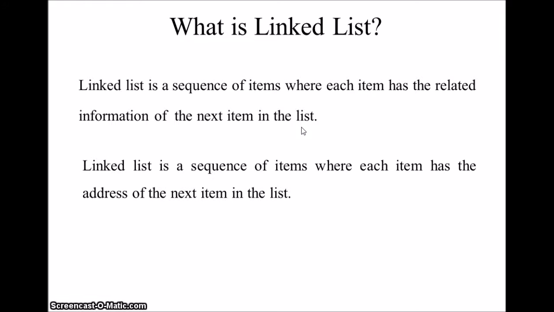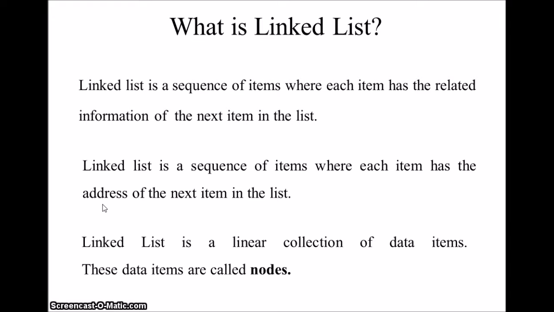So what exactly is this related information? It is the address. The linked list is a sequence of items where each item has the address of the next item in the list. So that related information is nothing but the address. The first item has the address of the second item in the list. The second item has the address of the third item. The third item has the address of the fourth item. The fourth item has the address of the fifth item, and so on.